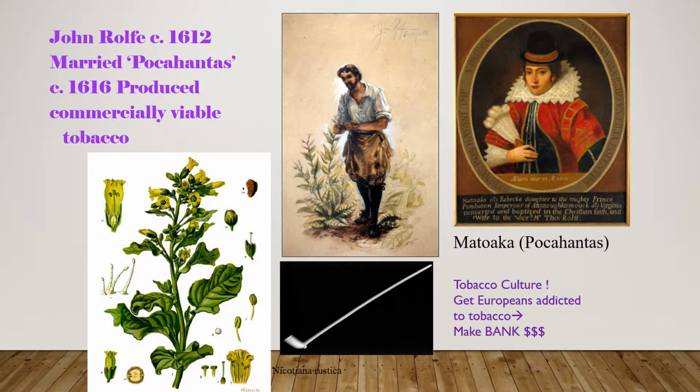Now, Matoaka's story is rather sad in the end. Obviously, she had no more immunity to diseases than any other Native American. So she stayed in London for a few years, again traveling in the highest circles of English society. And then, unfortunately, she caught a disease. It's not clear what the problem was. It was either measles or smallpox, but almost certainly it was tuberculosis.